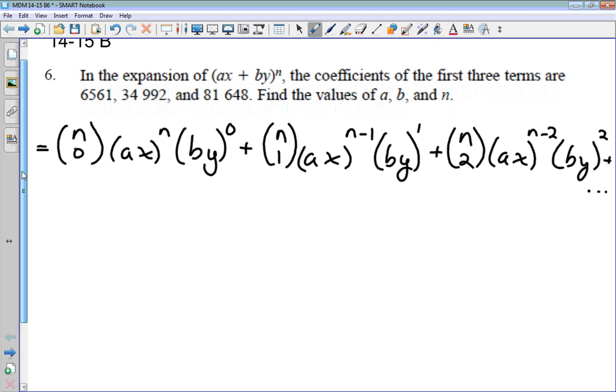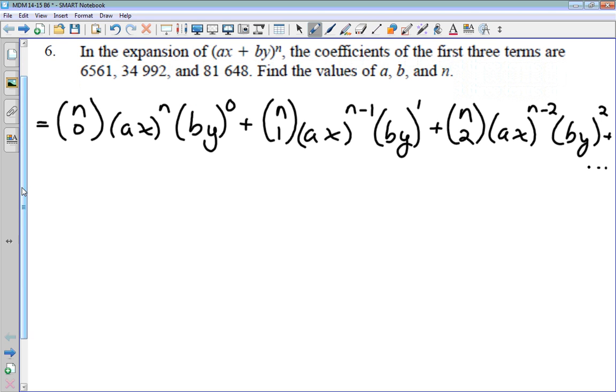So let's simplify these expressions and then identify the coefficients, because they tell us information about them. Well, n choose 0 is just 1, so we can ignore that. If we do (ax)^n, remember that the n applies to both the a and the x, so we'll have a^n x^n, and of course (by)^0, anything to the exponent 0 is just 1. So our first term has been simplified there.